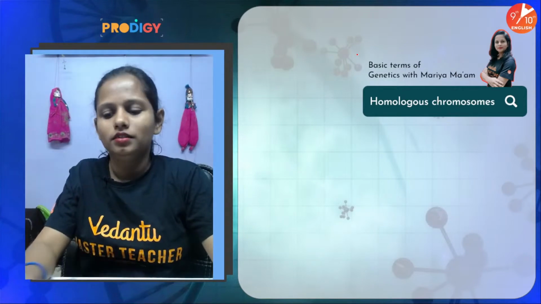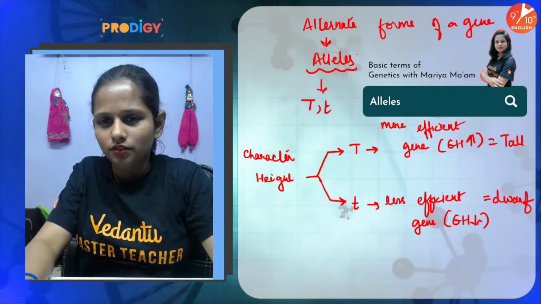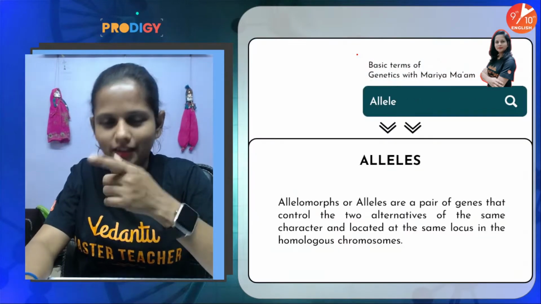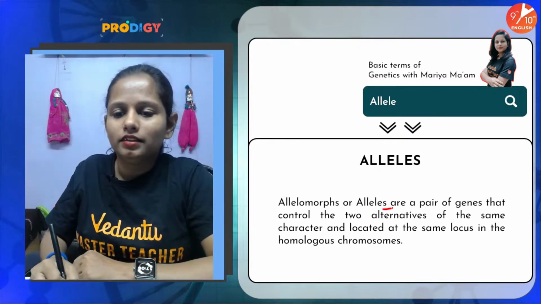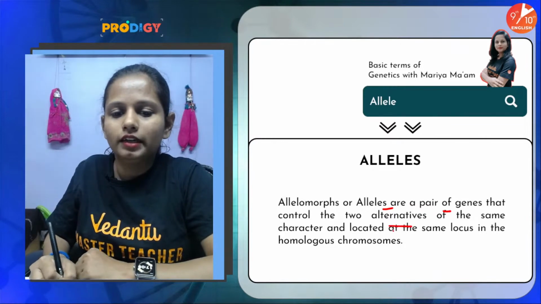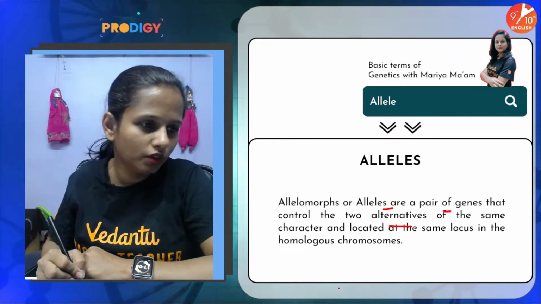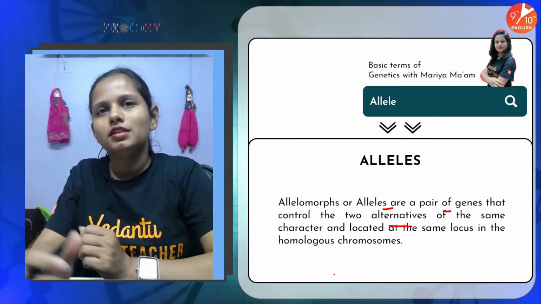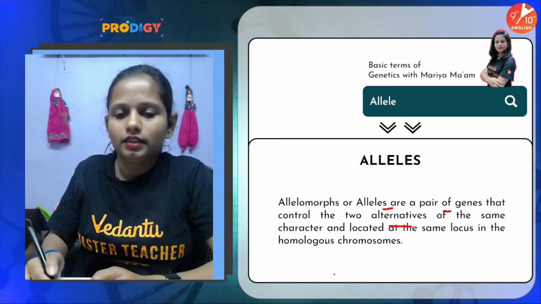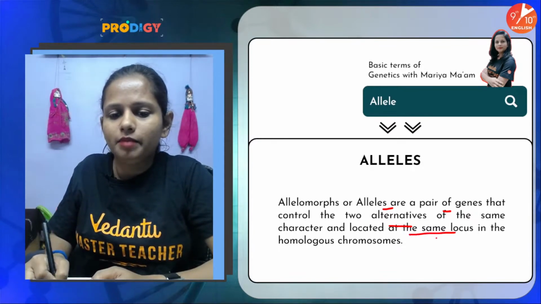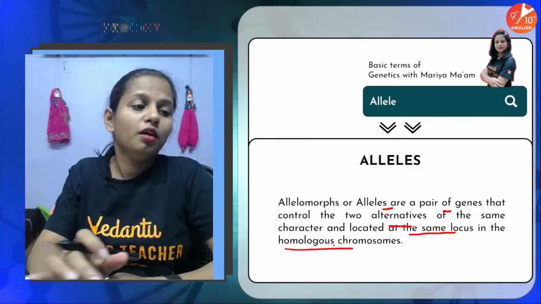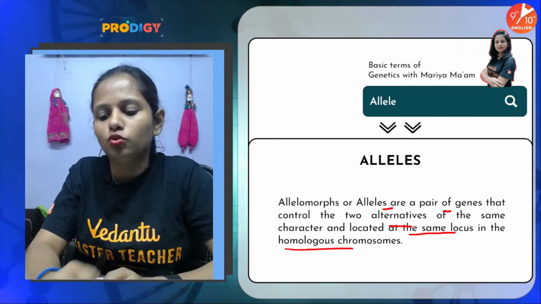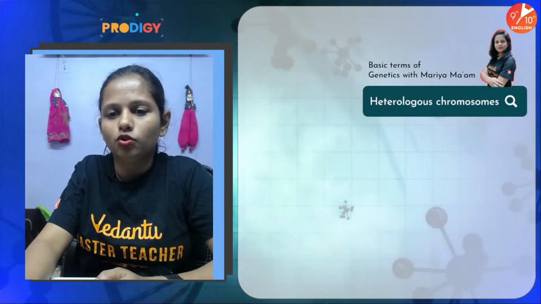So here the definition of alleles is also given. Okay, alleles are a pair of genes or the alternate forms of two genes. Now the second part is they are present at the same locus on a pair of homologous chromosomes. Now what is homologous? So let's see chromosomes.